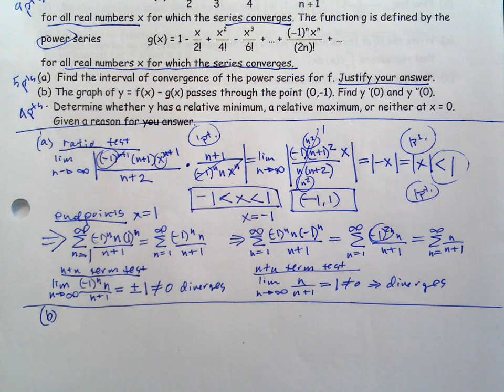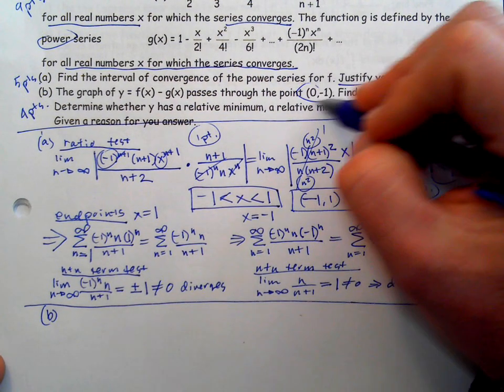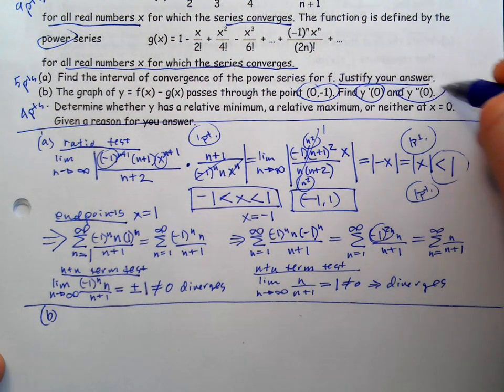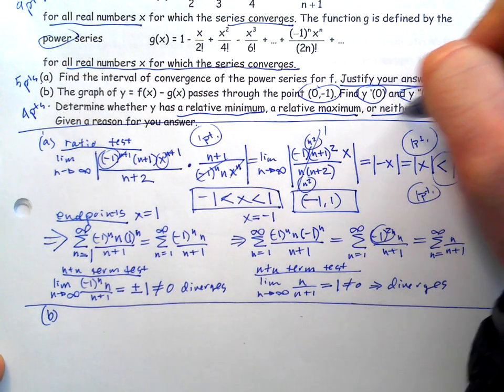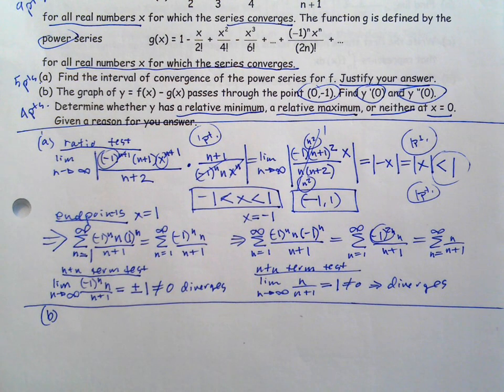B says the graph of y equals f minus g. So this is like a new function comprised of those two functions, the difference of them, passes through the point (0, -1). Find y prime of 0, y double prime of 0, determine whether y is a relative min, max, or neither at x equals 0, give a reason for your answer. Now, some of this looks like, okay, we're trying to find y prime of 0 and y double prime of 0, and we're trying to find if it's a relative max or min at x equals 0, which means we probably are going to confirm that it's a critical point.